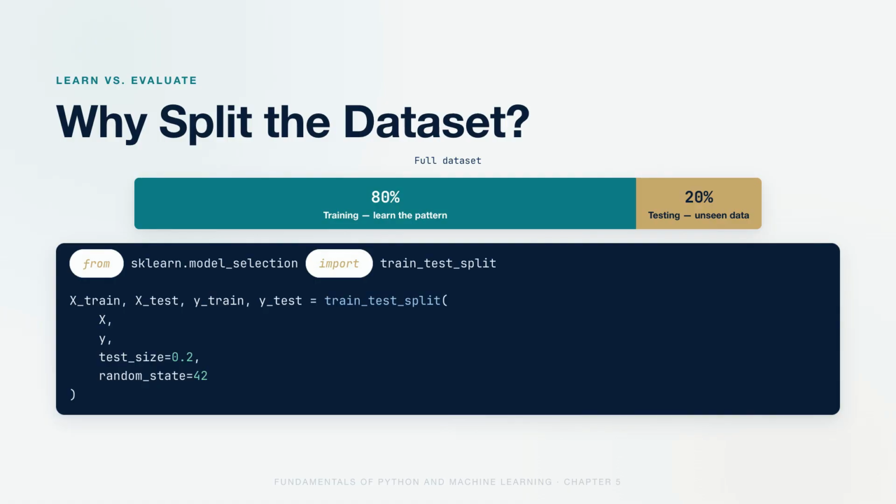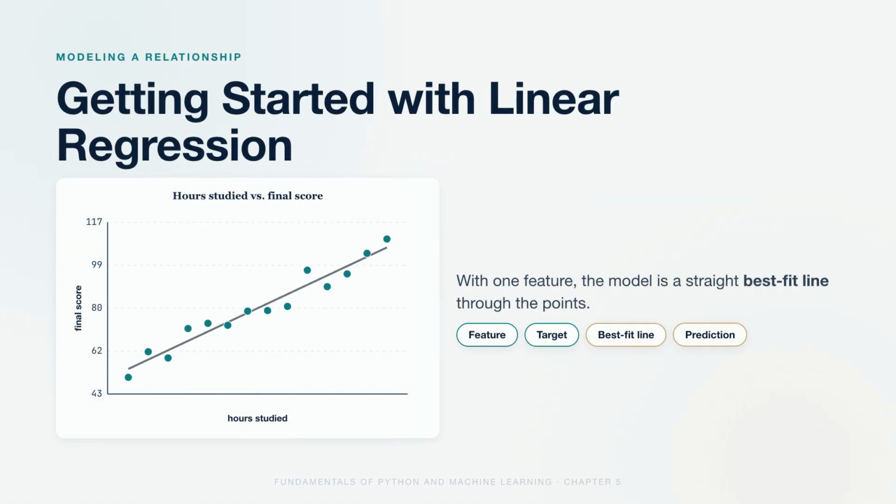It is also important to split before learning preprocessing values such as minimums, maximums, means, or standard deviations. The test set should remain separate from the training process to help us evaluate how the model might perform when it receives new, unseen information. The chapter introduces scikit-learn modeling through linear regression.